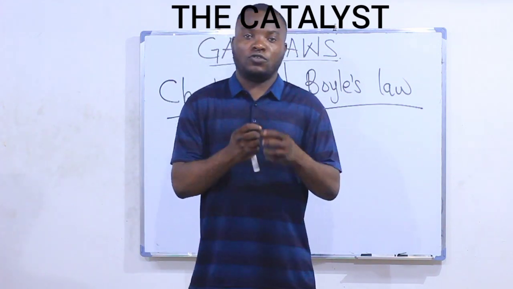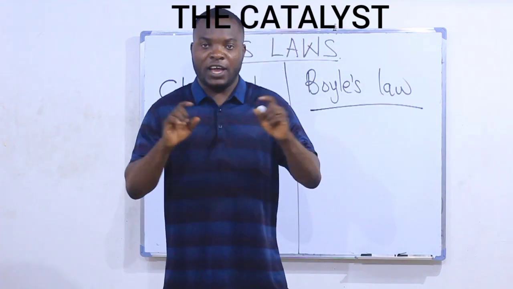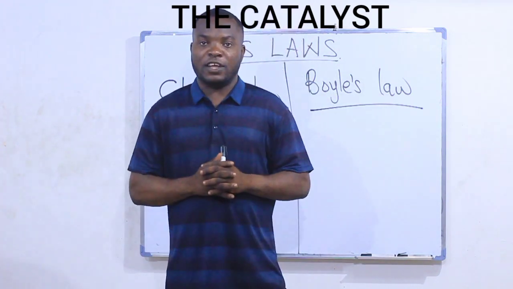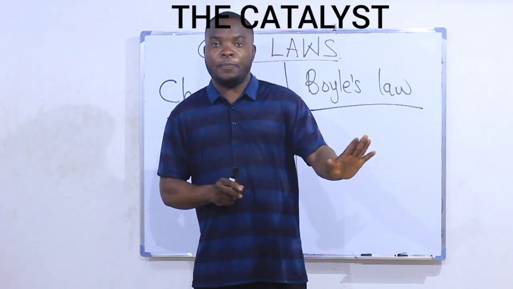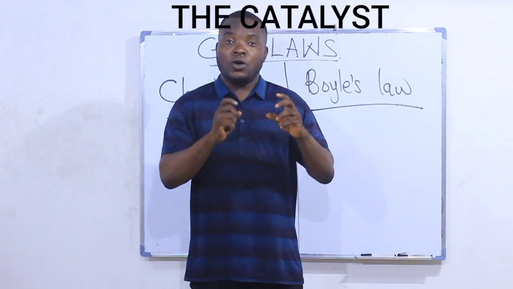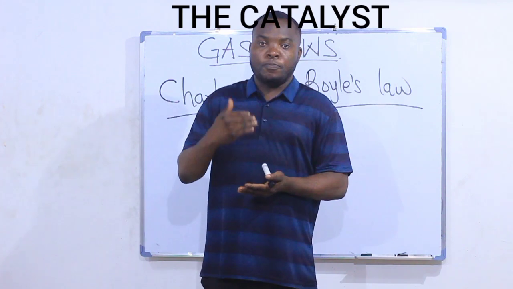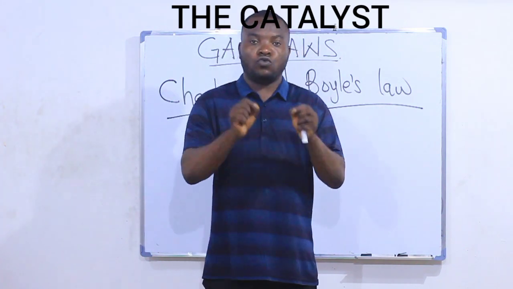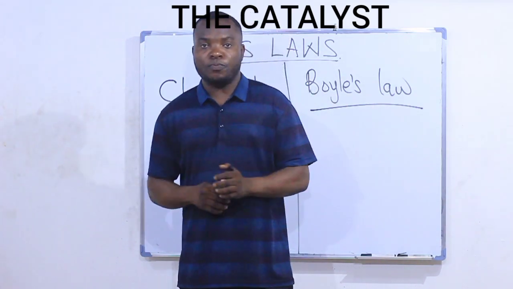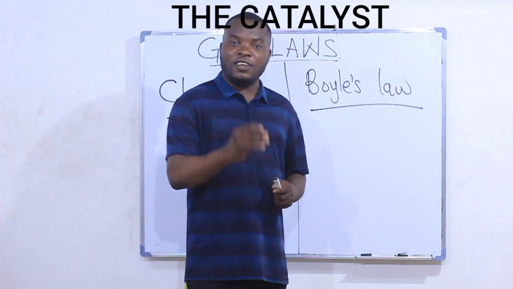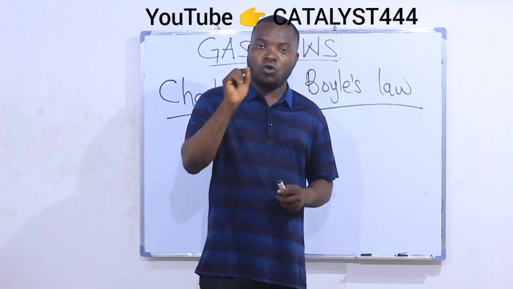Charles' Law tells us the relationship between the volume and the temperature of a gas when the pressure is kept constant. Remember, in Charles' Law, the pressure of the gas is kept constant, and a process where pressure is kept constant is called an isobaric process. Isobaric means constant pressure. So, Charles' law is stated in an isobaric condition.